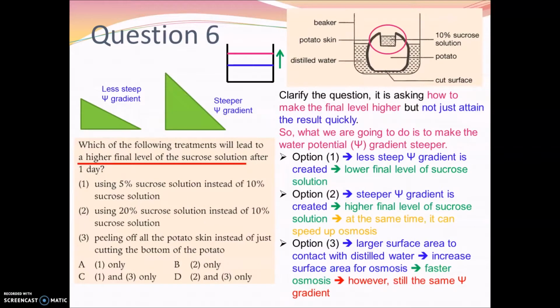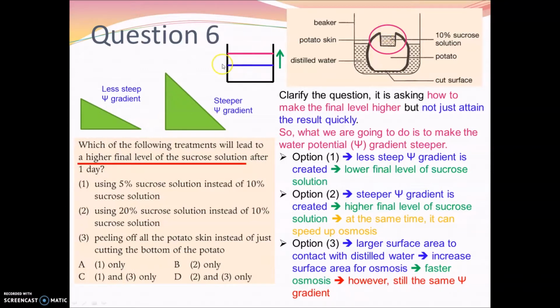And number 6 is talking about how we can modify the experiment to get another new result. Which of the following treatments will lead to a higher final level of the sucrose solution after 1 day? For the initial level here, after 1 day the final level will maybe be a bit higher, as the experiment result mentioned.